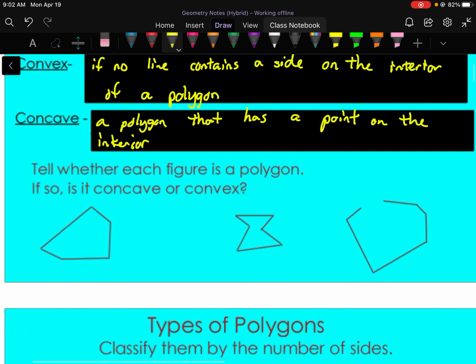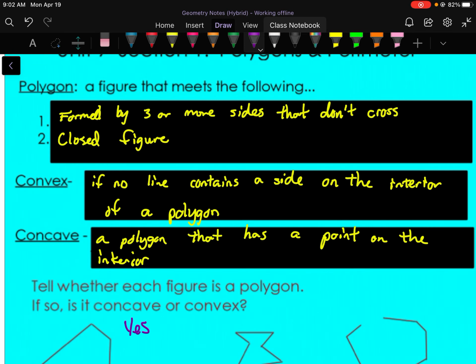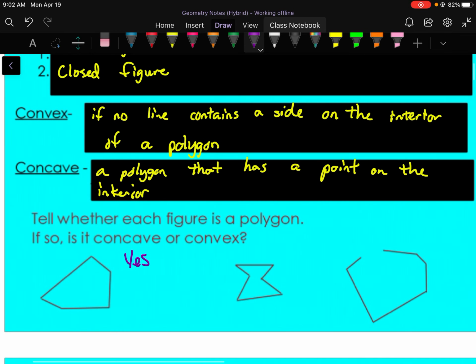So, jumping down here below, tell whether each figure is a polygon. If so, is it concave or convex? So first of all, yes, this is a polygon because it has 3 or more sides, no lines that cross, and it's a closed figure. So what kind would it be? This would be convex. There are no points on the interior of this polygon. There's no angles going inside, pointing inside.